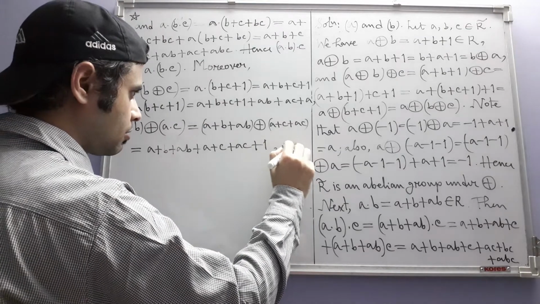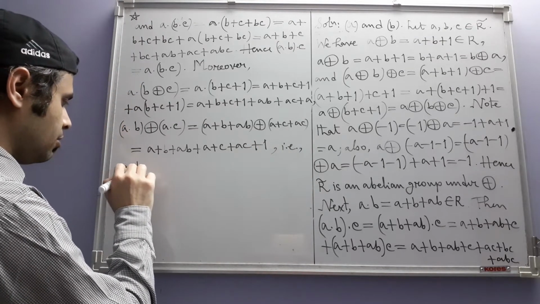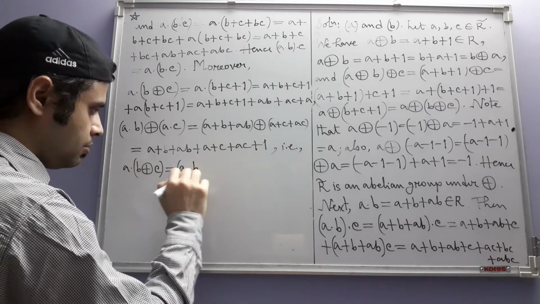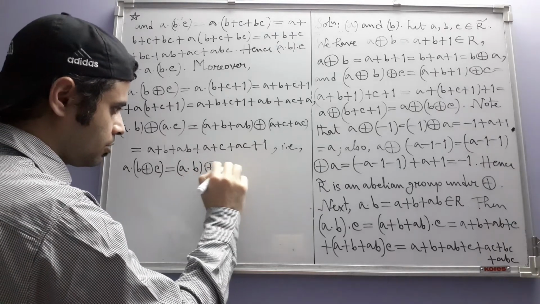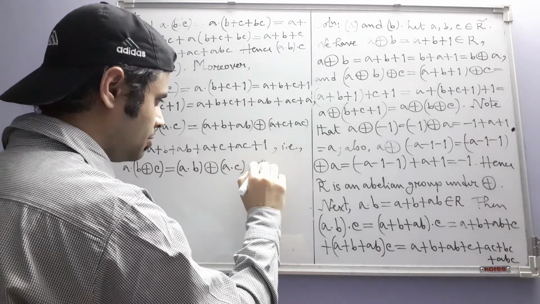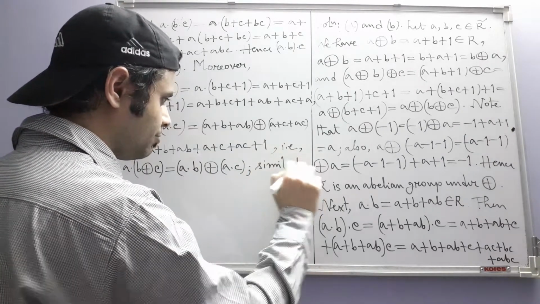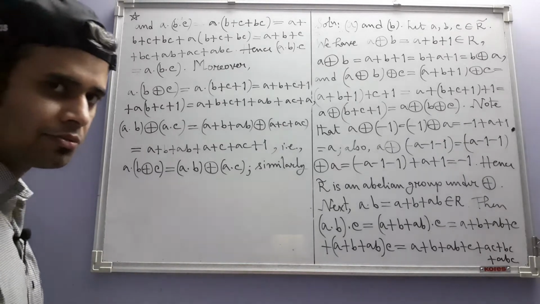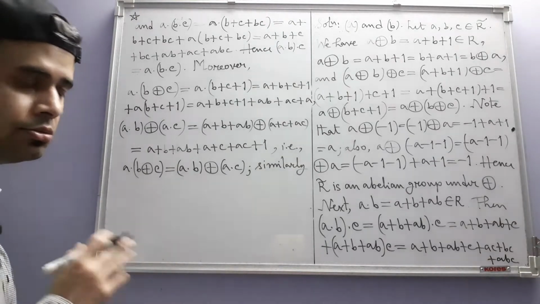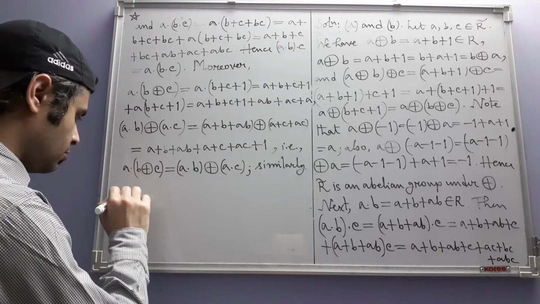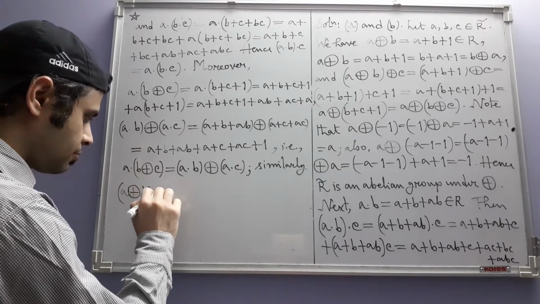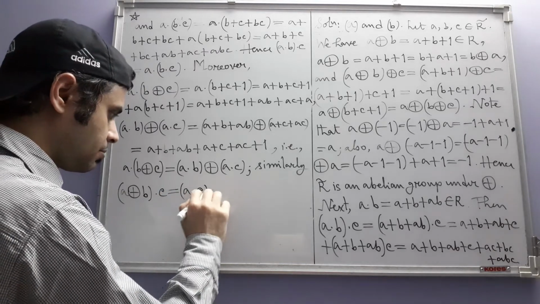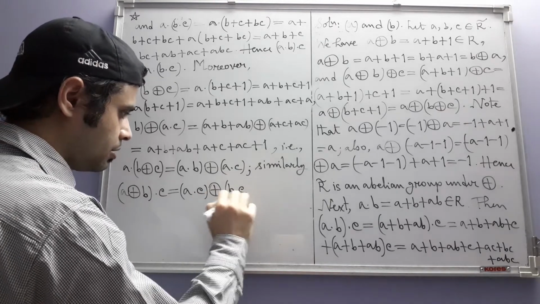That is, a dot (b plus c) is equal to a dot b plus a dot c. Similarly, we are not going to verify the other distributive law. This is the left distributive law. Similarly, you can verify that the right distributive law is also true, which I leave to you, and please do that. (a plus b) dot c equals a dot c plus b dot c.